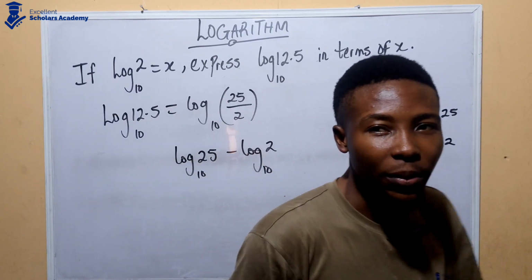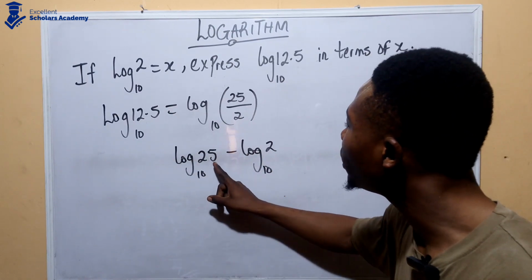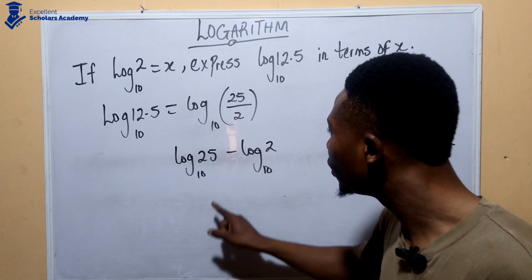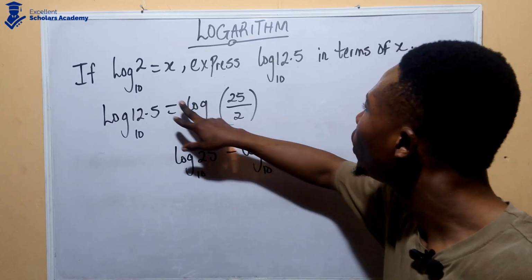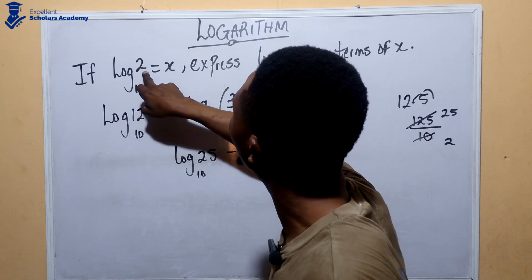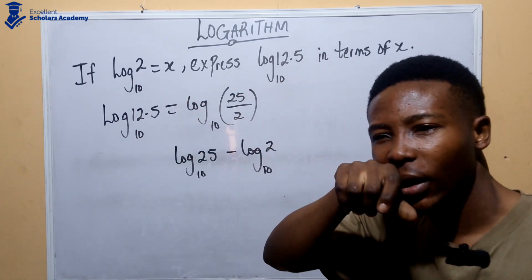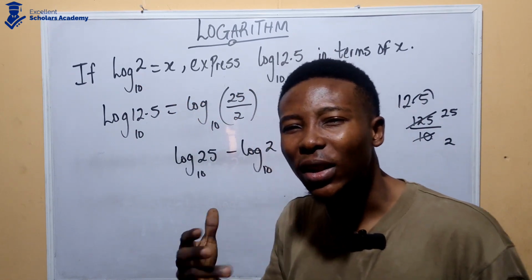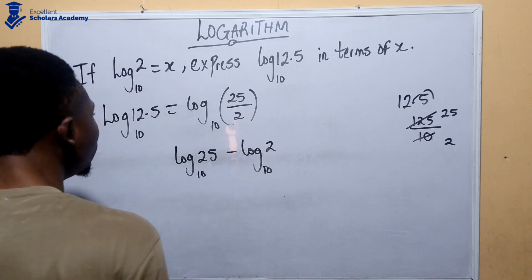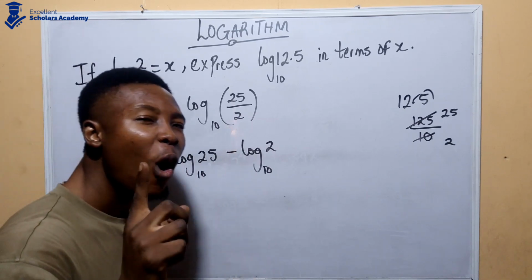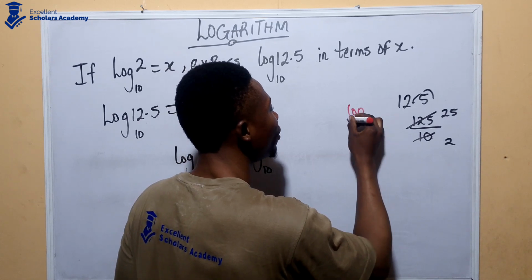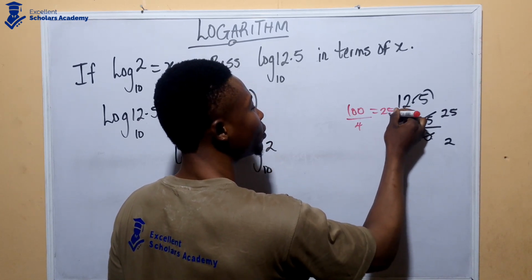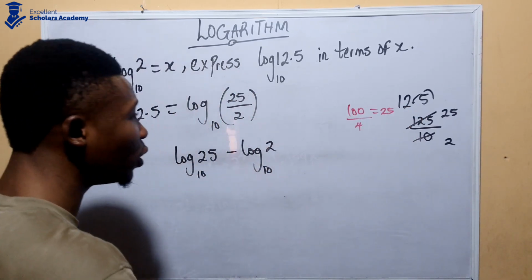Now, there's a problem here. We are not given anything that relates to 5 or 25. So how do we manipulate 25 to get 2 to become in the form of log 2 base 10? How do we do that? Now, this is where critical thinking comes in. 100 divided by 4 gives me 25.